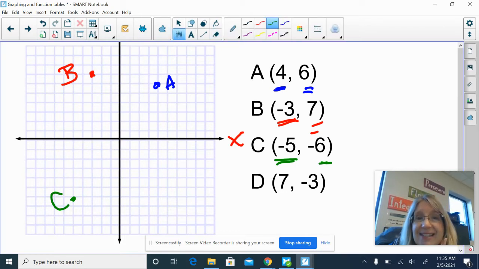And the last one, D. Ooh, a positive again, and then a negative. So start, and we always go across first. 1, 2, 3, 4, 5, 6, 7. And then from there, go down 3 because it's negative. 1, 2, 3. And there's D. All right, next slide. I know I'm going quickly, guys.